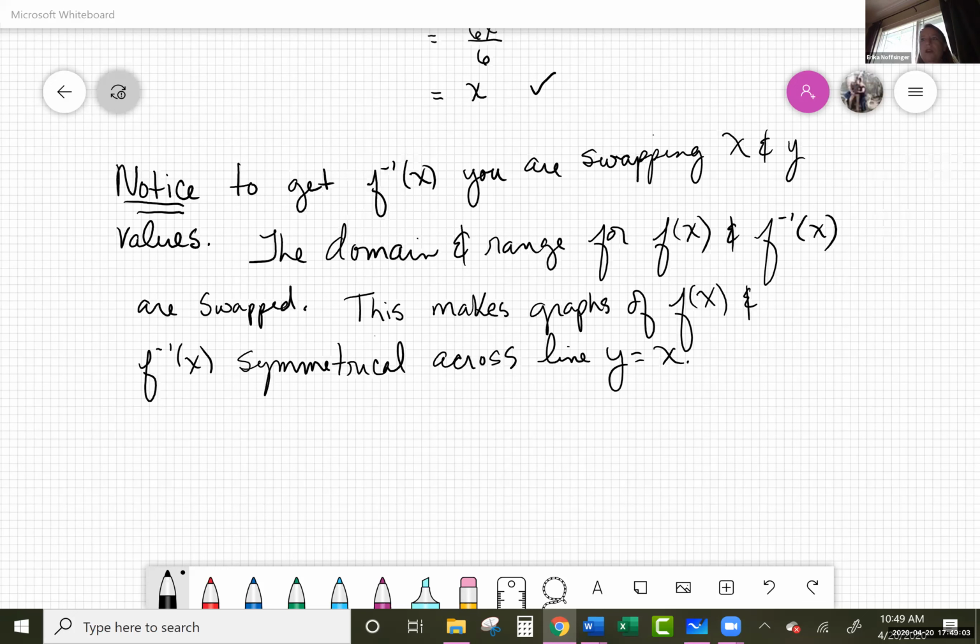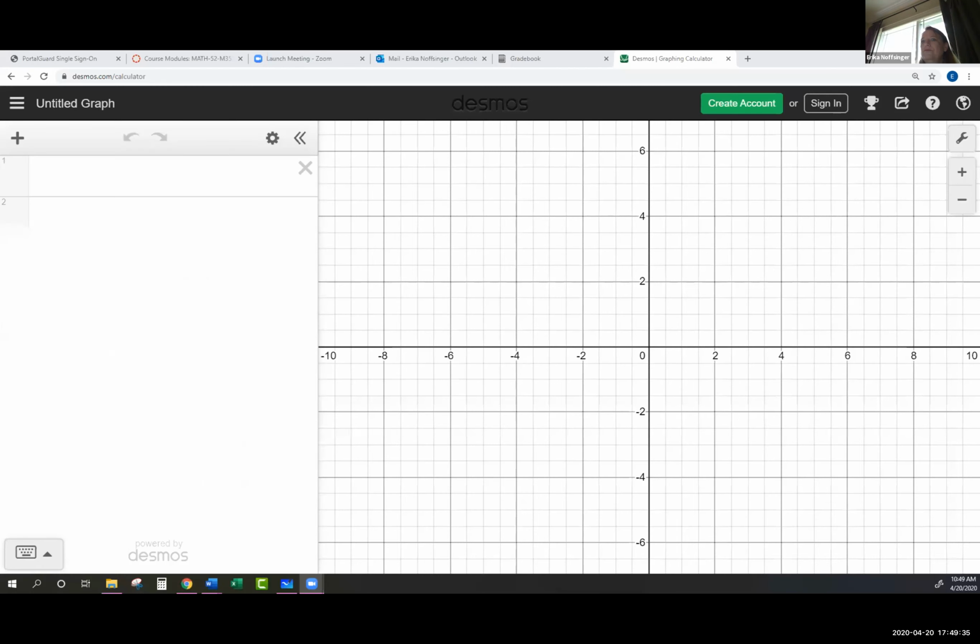Okay, so I'm going to share a different page with you. Actually, let me hide this. Is there a way to hide that? Okay. So you guys should be able to see Desmos right now. And if you don't, then chime in.